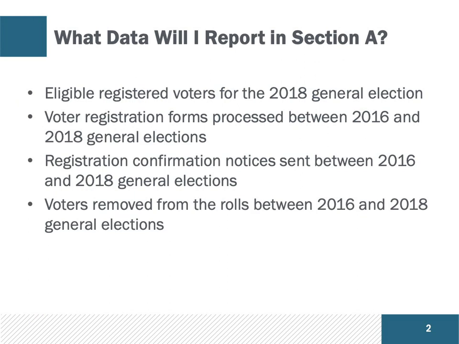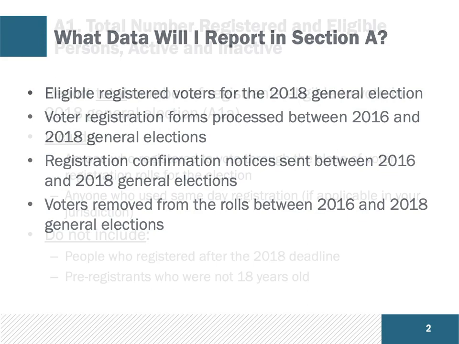Section A of EAVS asks for 4 types of data on voter registration. First, how many voters were registered and eligible to vote in the November 2018 election? Second, how many registration forms did your jurisdiction process between the 2016 and 2018 general elections? Third, how many confirmations of registration notifications did your jurisdiction send in that time period? Finally, how many voters were removed from the registration rolls during that time period?